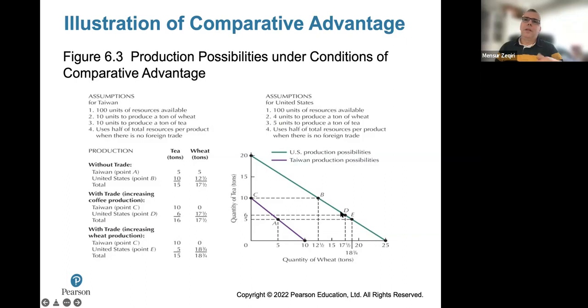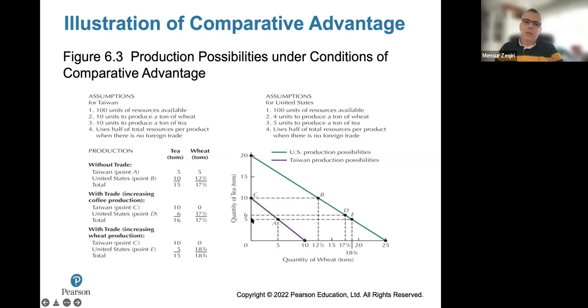So if we look at the combined wheat production, it has stayed 17.5 tons. However, the tea production in these cases has increased from 15 to 16 tons, mainly because of these countries engaging in trade. And if the combined tea production is unchanged from the time before trade, what Taiwan could do is use all its resources to produce more tea, and then this would give 10 tons, which is actually what we can see in this point C.